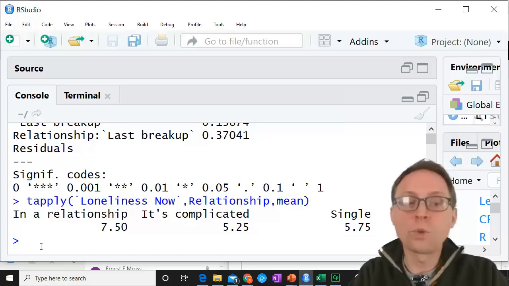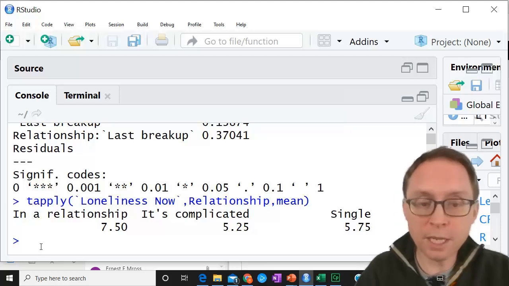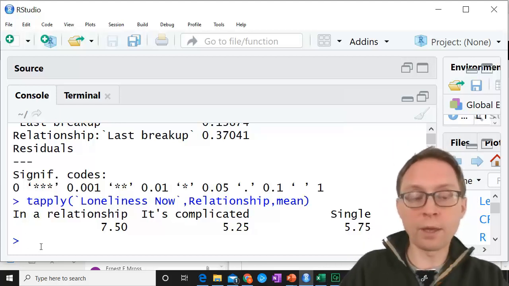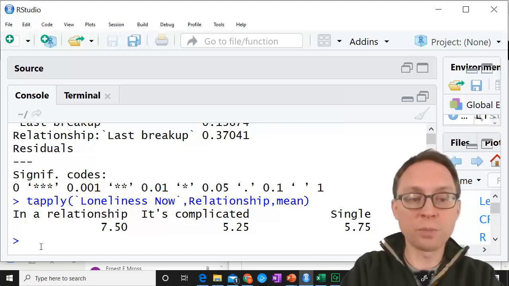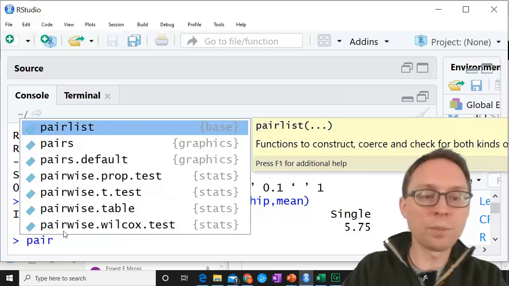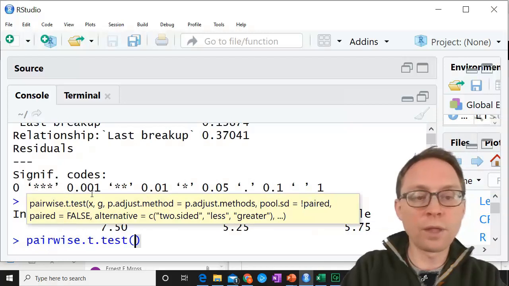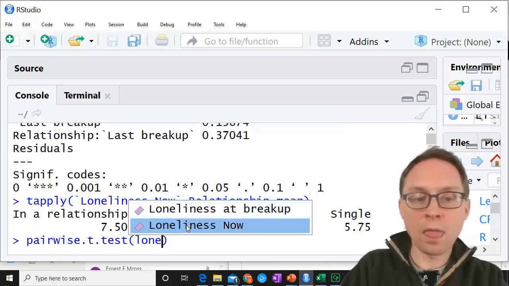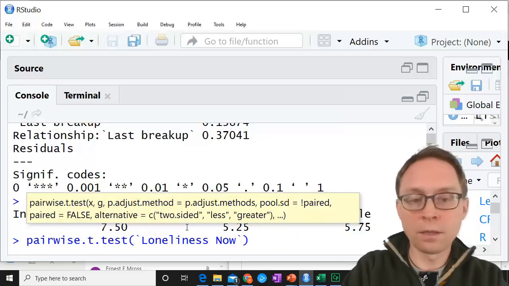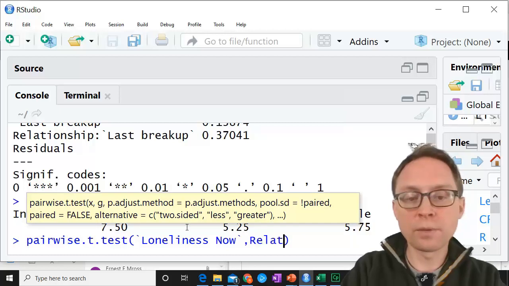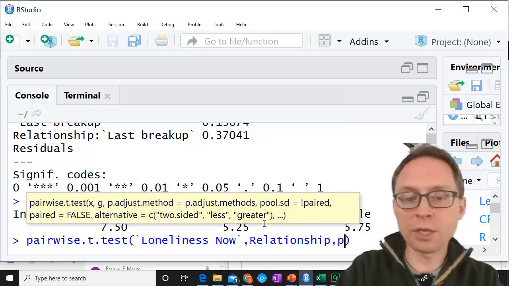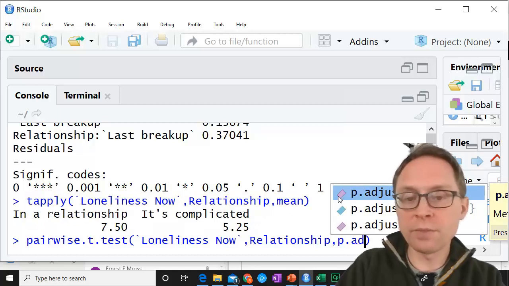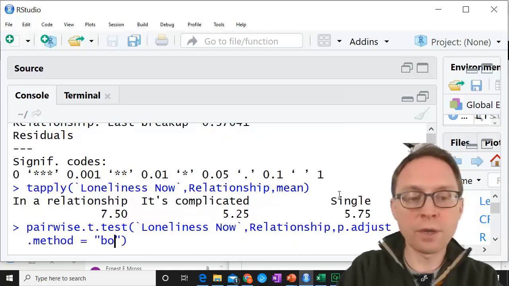We would have to run a post hoc test or a pairwise t-test, like we would for an analysis of variance, a one-way analysis of variance. So for example, if we want to do a pairwise t-test, because we'd planned on this before, we would do a pairwise t-test with loneliness now as the dependent variable, comma, independent variable relationship. And we need to adjust the P, so p.adjust.method equals, in parentheses, Bonferroni.